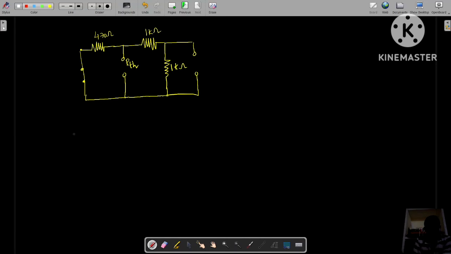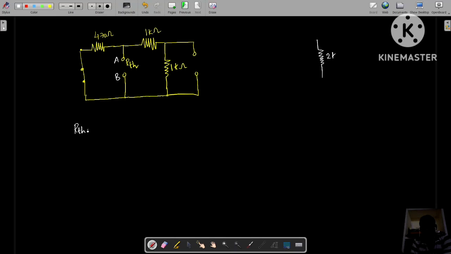Now let me find the RTH value. When you see from these two terminals, these are the two terminals. Let me assume these two terminals as A and B. When you see these two terminals, this is one path and this is another path. These two are connected in series because it is disconnected here. So as these two are connected in series, what is the resistance? You will get 2 kilo ohm resistance.